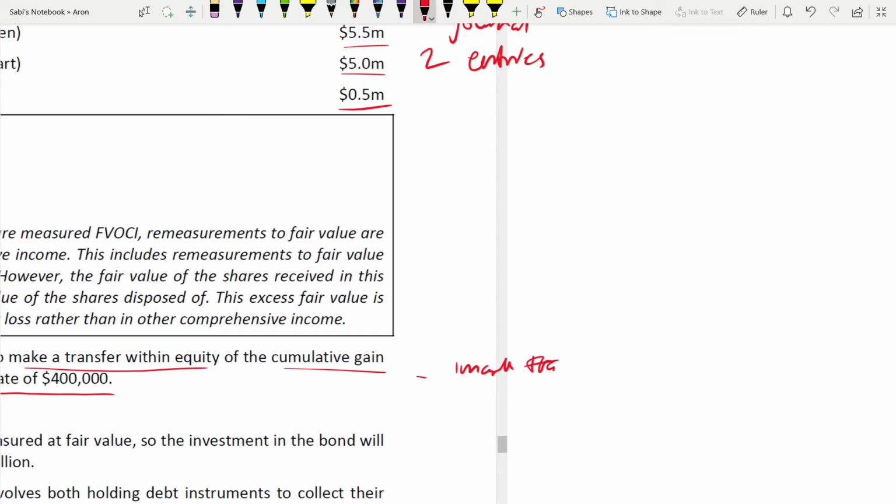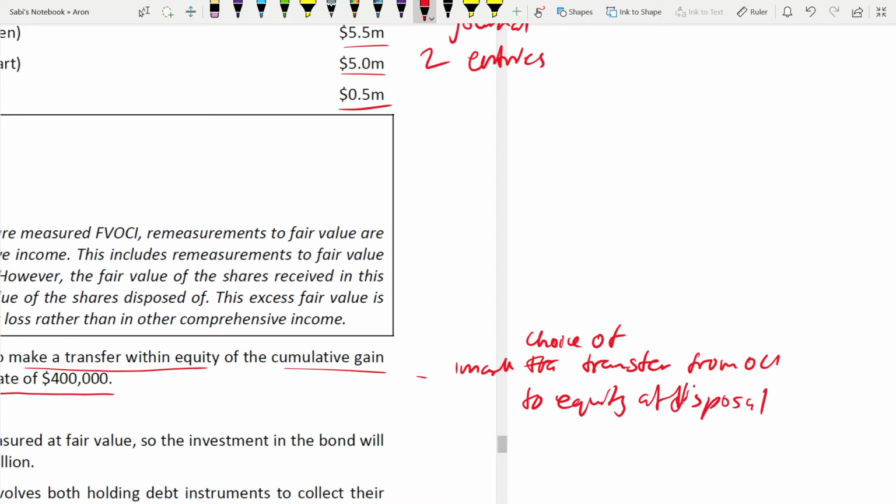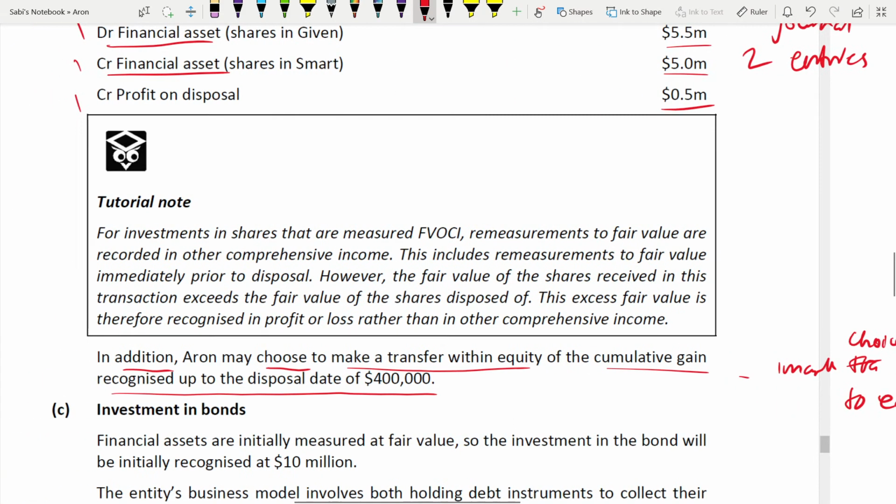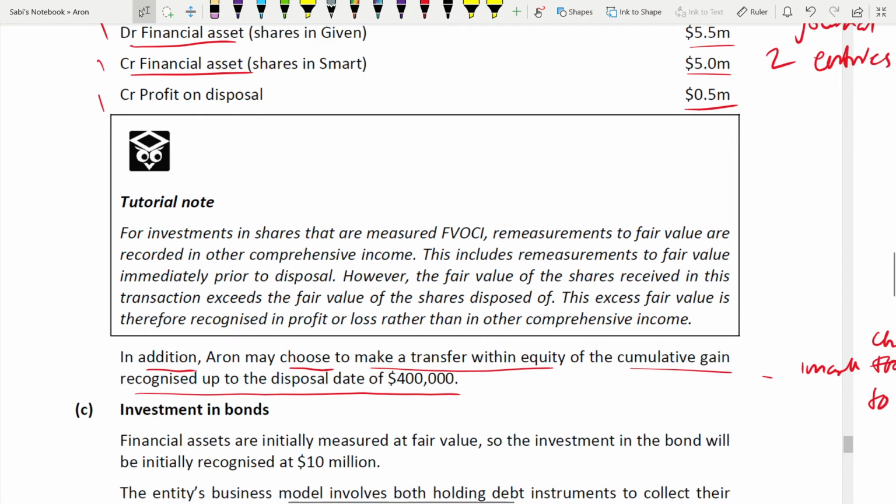Choice of transfer from OCI to equity at disposal. Transferring what? The gain that is recognized in other comprehensive income.